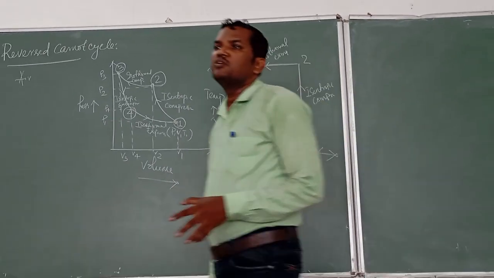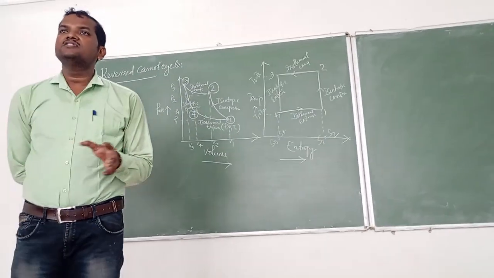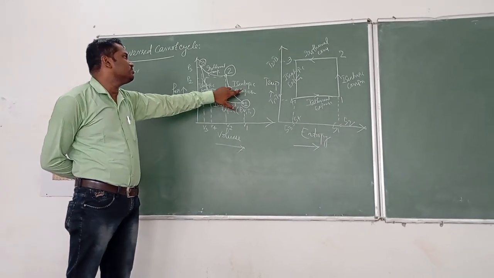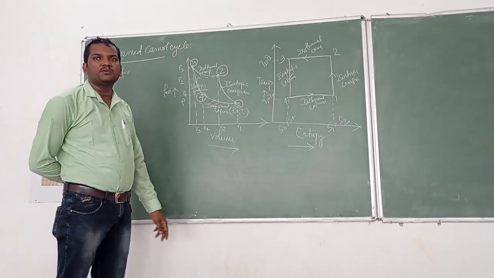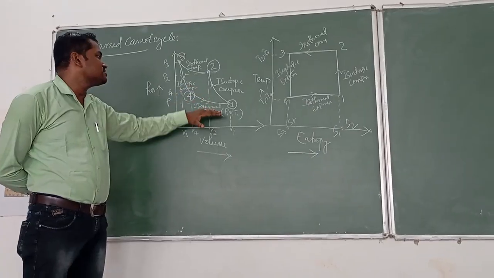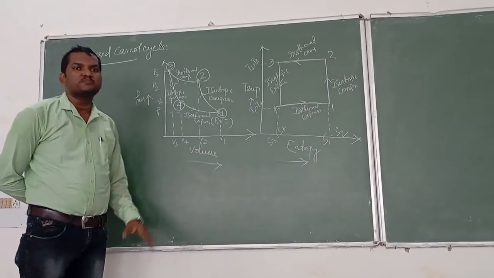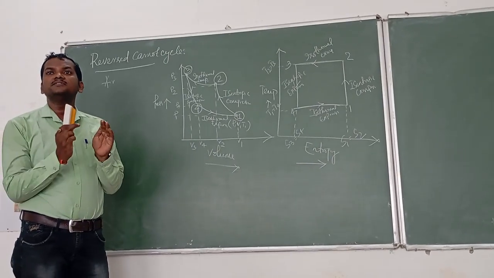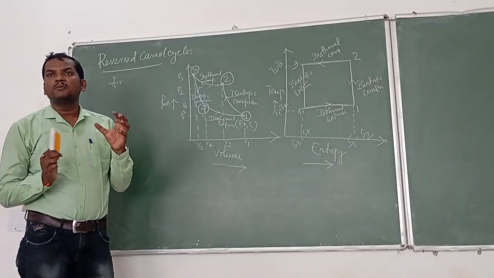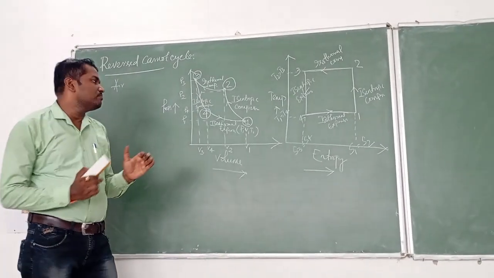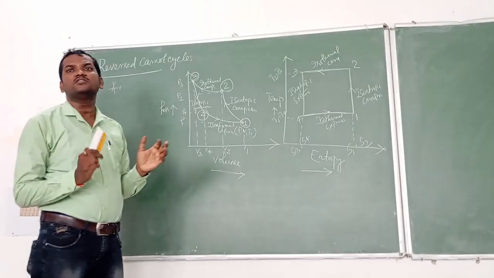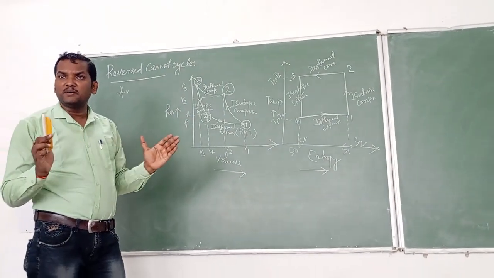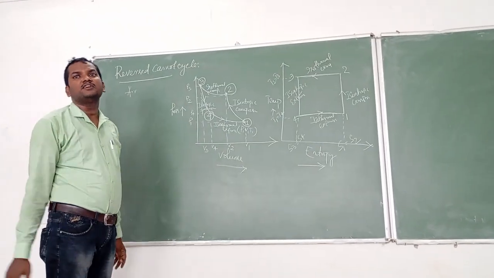So in the reverse Carnot cycle, air is used as a working substance. There are 4 stages. Stage 1 isentropic compression process. Stage 2 isothermal compression process. Stage 3 isentropic expansion, and stage 4 isothermal expansion. Basically there are 2 processes, compression and expansion. During compression, the pressure increases, then volume and temperature decrease. Similarly during the expansion process, pressure decreases, volume and temperature increase.